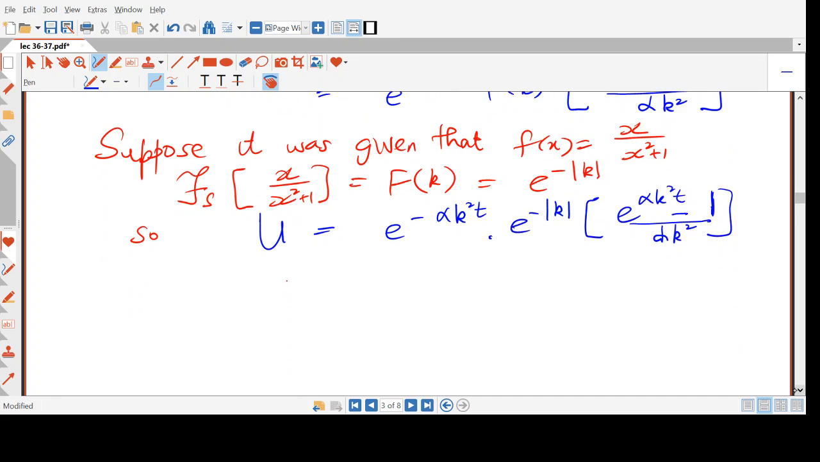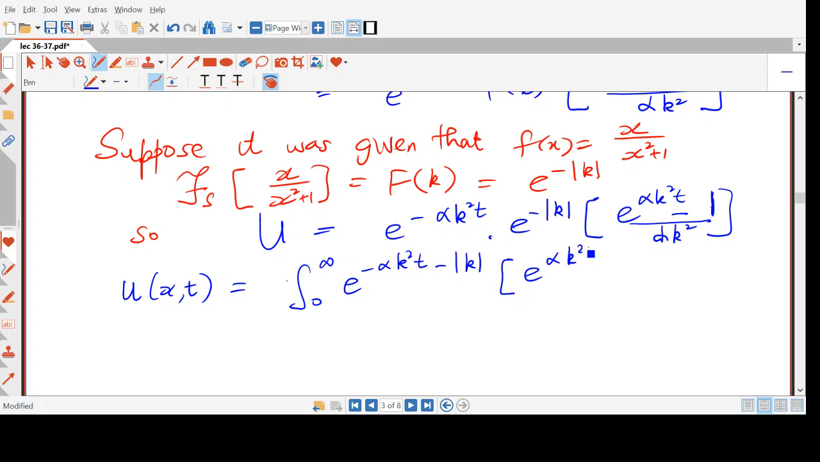And now to get to the final result, we need to integrate this. Small u of x, t is given by the integral from 0 to infinity of capital U, which is e to the minus alpha k squared t minus absolute k, times e to the alpha k squared t minus 1 over alpha k squared, times sine kx dk. So this is the solution.